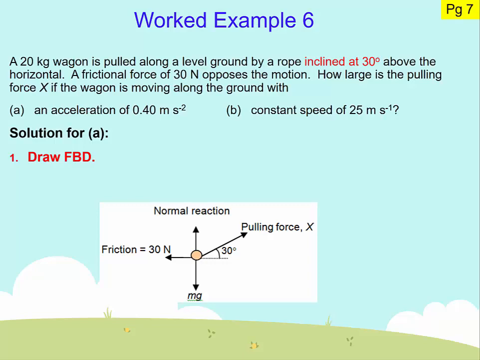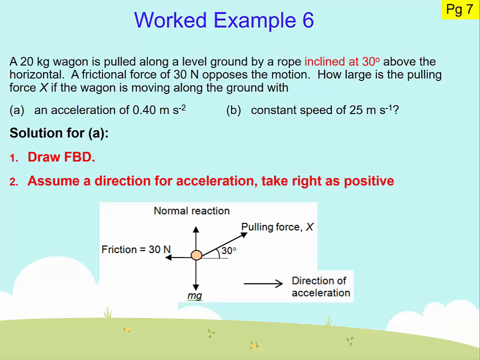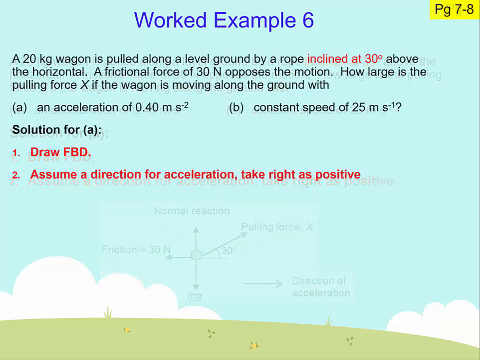So step number 1, remember, draw the free body diagram, draw all the forces acting on the wagon. You do not need to draw a wagon. Any object, you can replace it with a small circle. Okay, so there's a pulling force at 30 degrees to the horizontal. Now assume a direction for acceleration. Okay, I'll assume it to be to the right, and I'll take rightwards as positive.